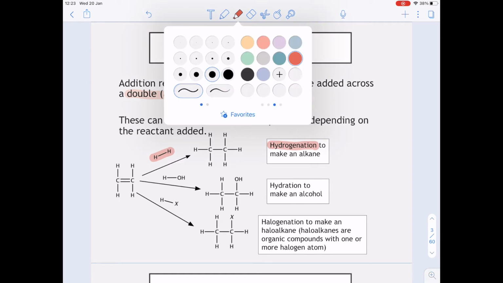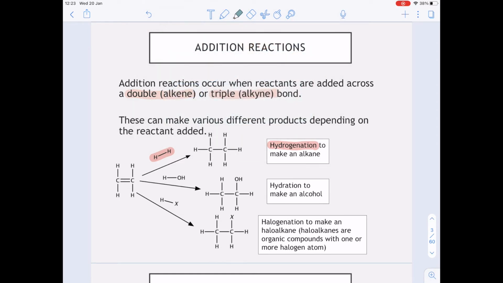If we go to the next one where we have our water, we have hydration, and that's how you make an alcohol, which makes sense because you're adding water. If you're thirsty, you're hydrating yourself. The opposite of that would be dehydration.